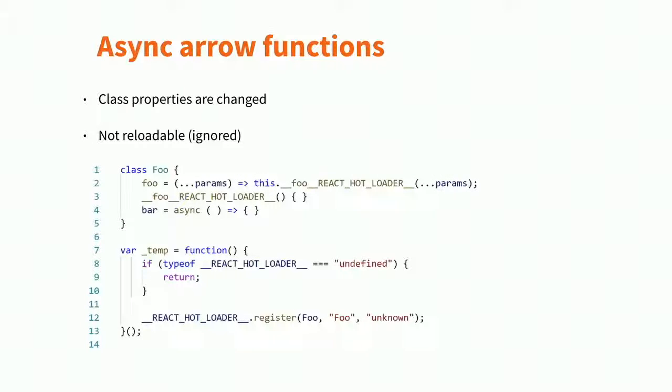The first thing that doesn't work is async arrow functions. An async arrow function is a class property, just like any other arrow function. And the Babel plugin does some weird stuff with class properties. That has something to do with the way that React proxy works. But in any case, the end result is that it's not reloadable. It's ignored. If you update an async arrow function, you won't see that change in your browser even if you refresh the page. And you can sort of see it over here. We have a foo function that is an arrow function. It references a class method, and then you have an async arrow function that is actually left alone. So React will never see the update.